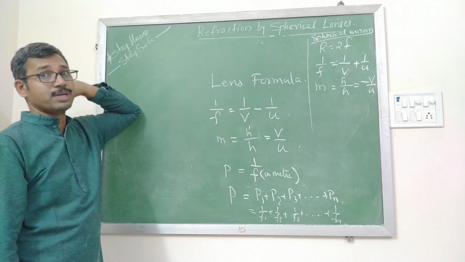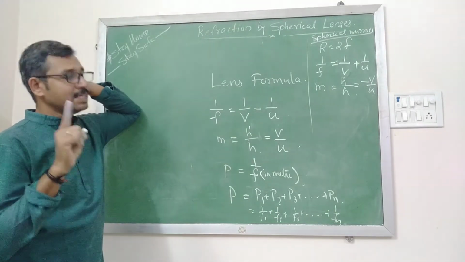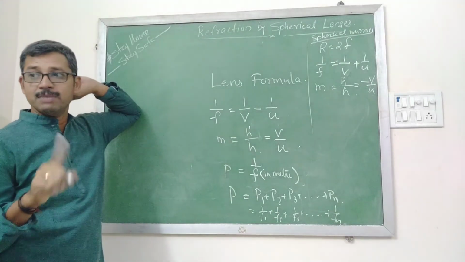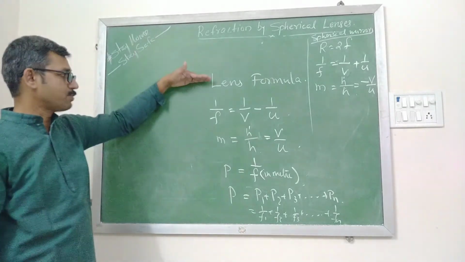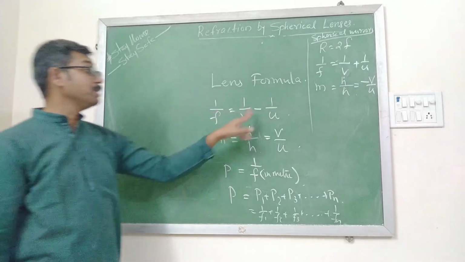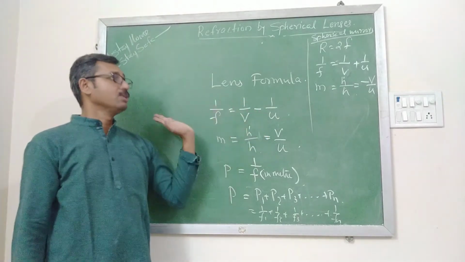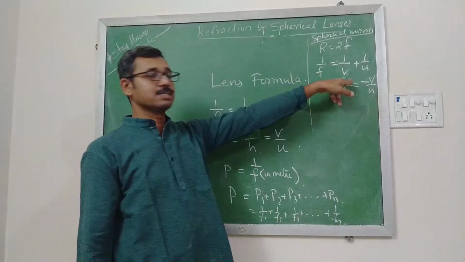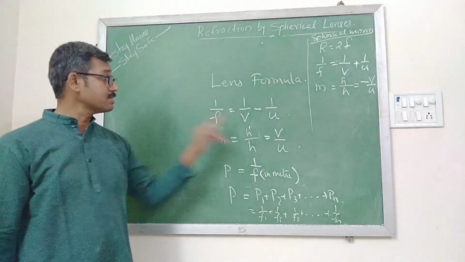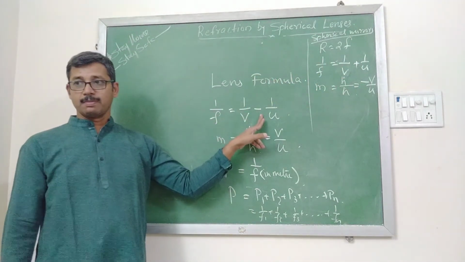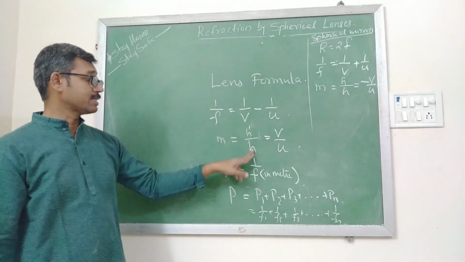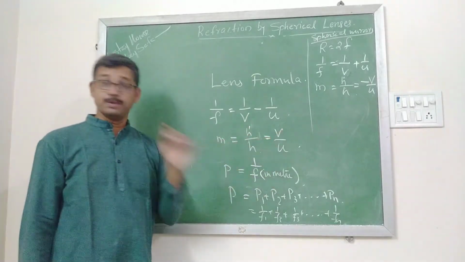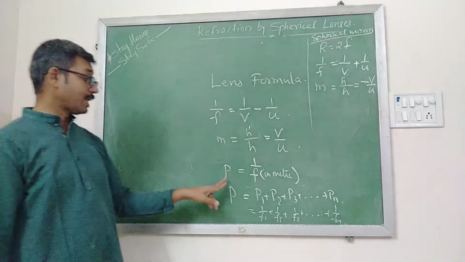v is the image distance, and u is the object distance. Lens formula: 1 upon f is equal to 1 upon v minus 1 upon u. Here you have to take care: in the mirror it is plus and in the lens it is minus. Then m is equal to h dash upon h, and the other is v upon u. So the power of the lens is 1 upon f.